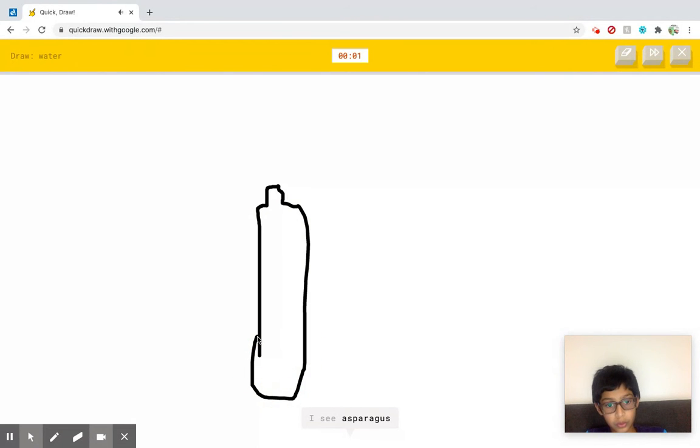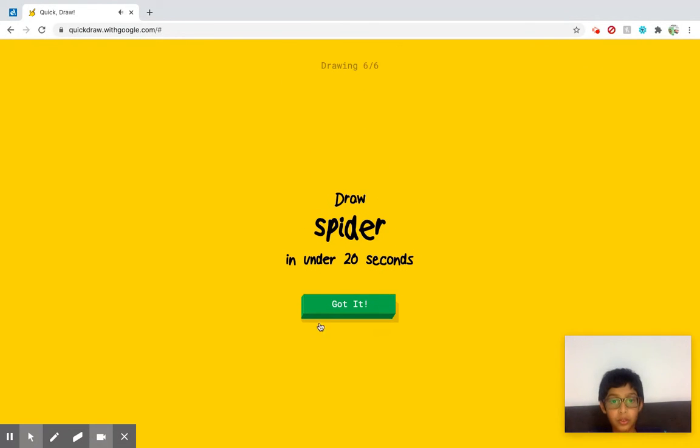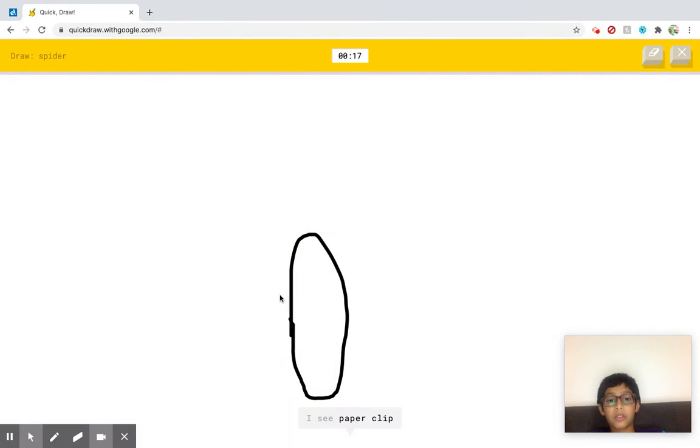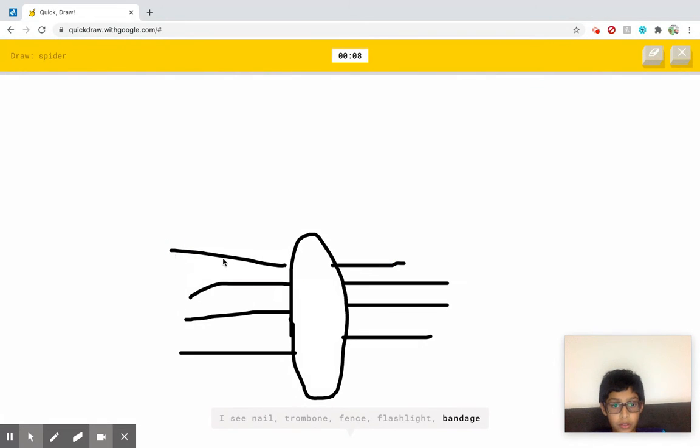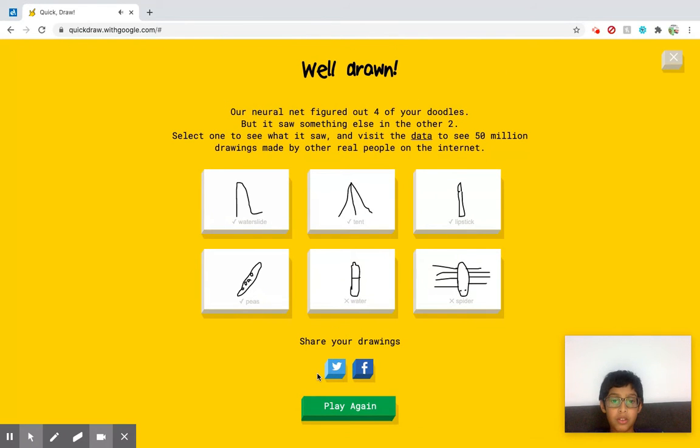Okay, water bottle. I see matches, or line. I see asparagus, or crayon. Sorry, I couldn't guess it. Come on, this is so hard. I see paperclip. I see dumbbell, or megaphone, or lighthouse, or trumpet. I see nail, or trombone, or fence, or flashlight, or bandage. I see broom, or magic wand, or microphone, or bridge. I see hand, or paintbrush, or comet, or wristwatch. Sorry, I couldn't guess it.